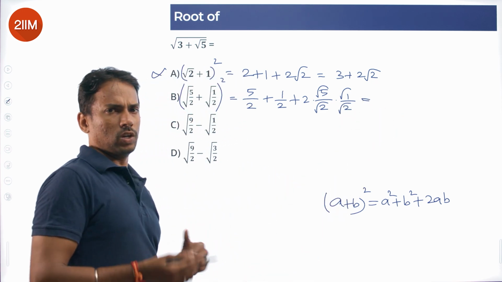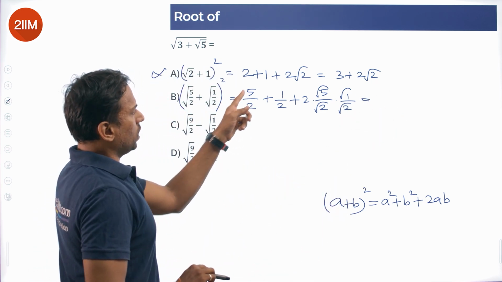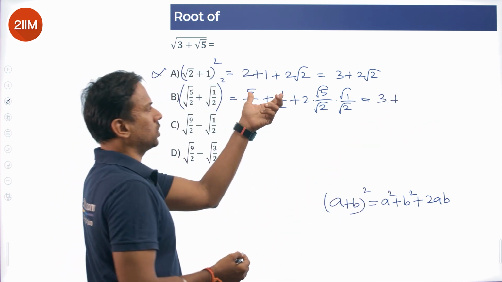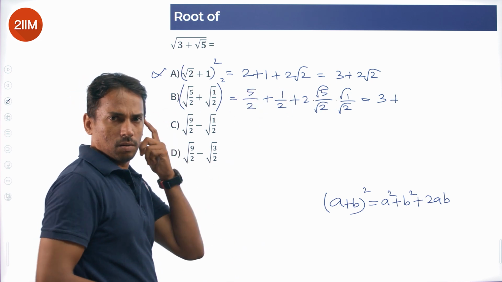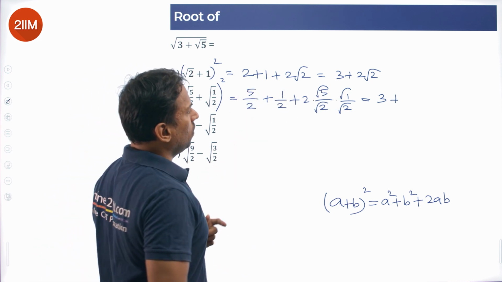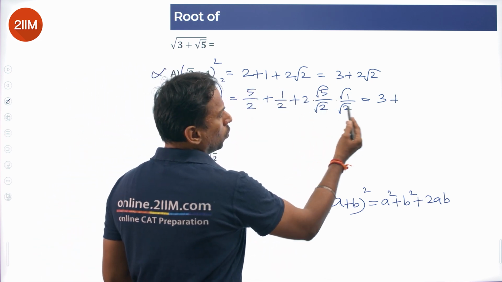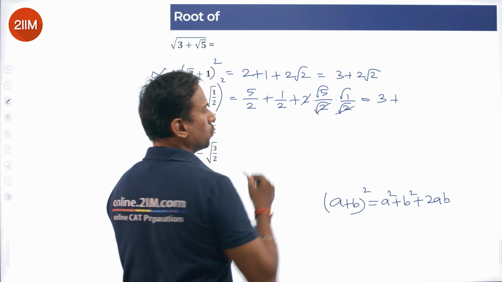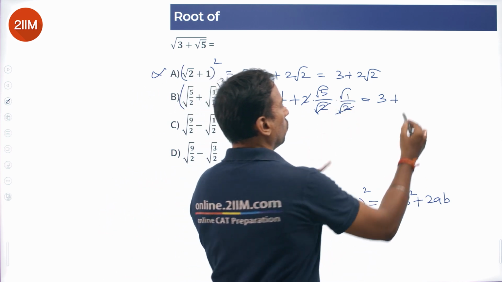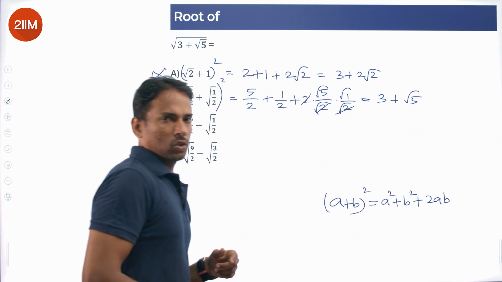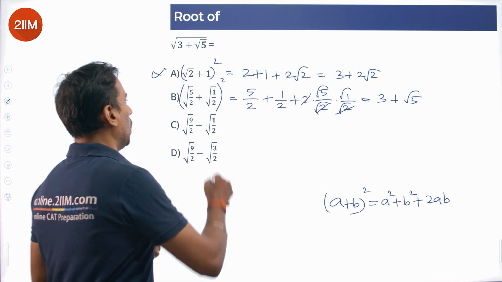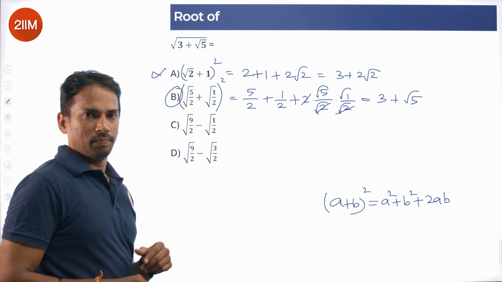So from this, when you simplify, we will be getting 5 plus 1 by 2, which is 6 by 2, which is 3, plus, here we will be getting 2 into root 2 into root 2. So root 2 into root 2 will give us 2, so we can cancel this with this. Root 5 into root 1 is simply root 5. So perfect, we are getting 3 plus root 5 here also. That means option B should be the right answer.